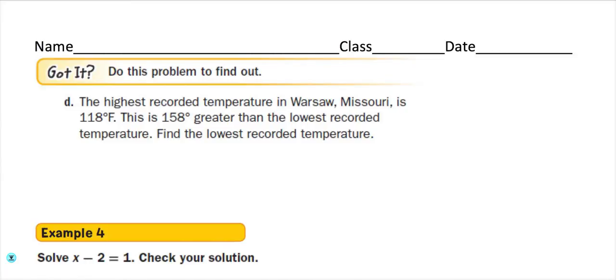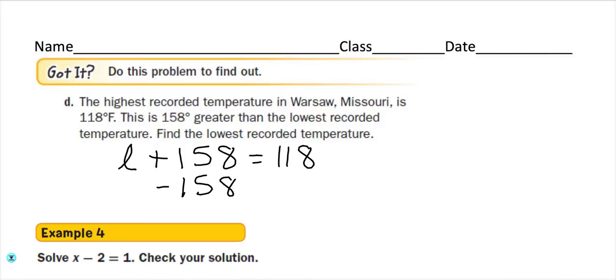All right. This is 158 degrees greater than the lowest recorded temperature. Find the lowest recorded temperature. So we need to figure out the low, which is going to be L. And then we're going to add 158 to it to get 118 degrees. Okay, so to find the low temperature, we need to get rid of the plus 158. So we're going to subtract 158.